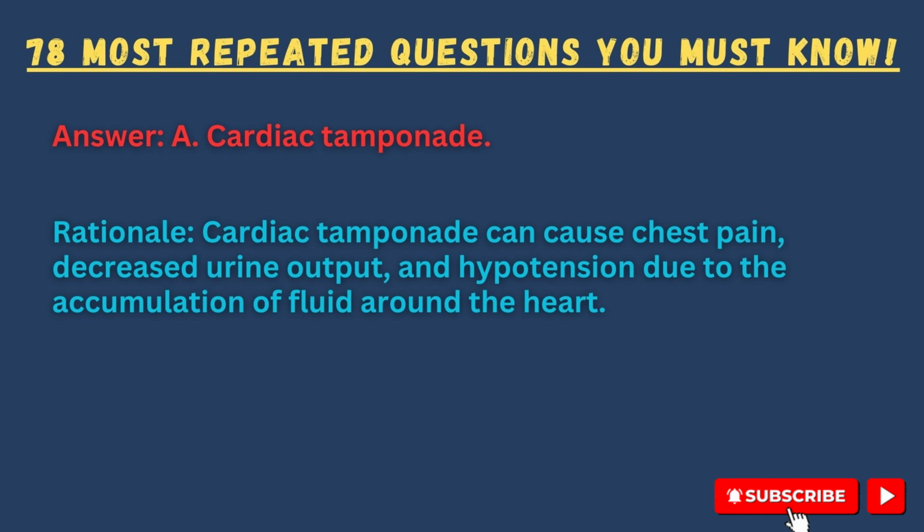Answer: A. Cardiac tamponade. Rationale: cardiac tamponade can cause chest pain, decreased urine output, and hypotension due to the accumulation of fluid around the heart.